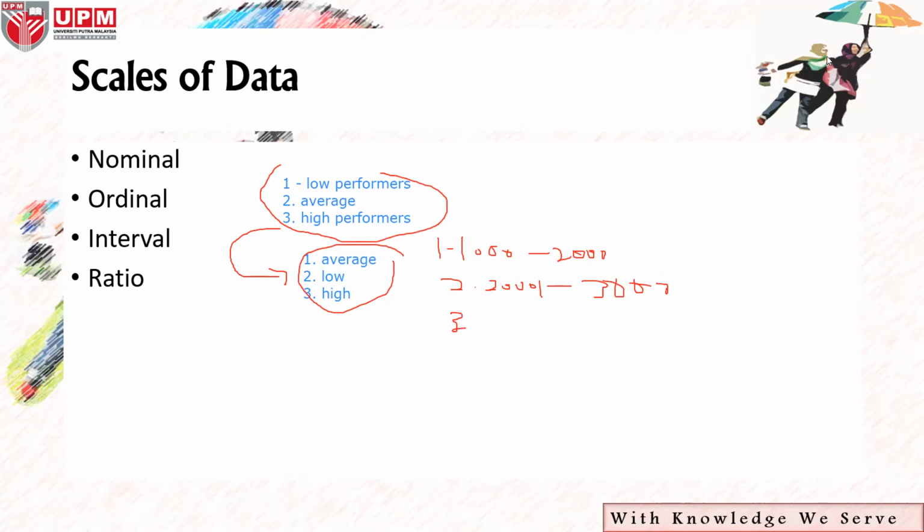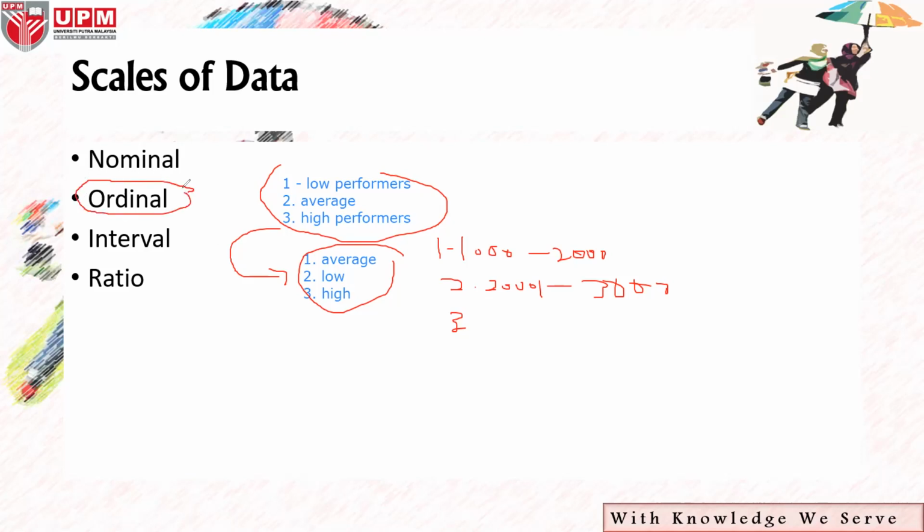So the numbering that we use, other than to represent the group, starts to give meaning. Understand? Earlier, the numbering we use was only to represent the group. If we change the arrangement, it does not give any meaning. Ordinal, we use the number to represent the group first, same as nominal, but the arrangement is in logical order or in ranking form. Understand?